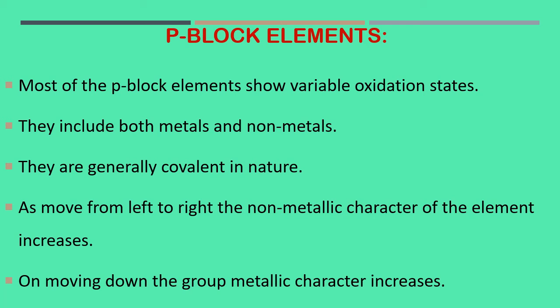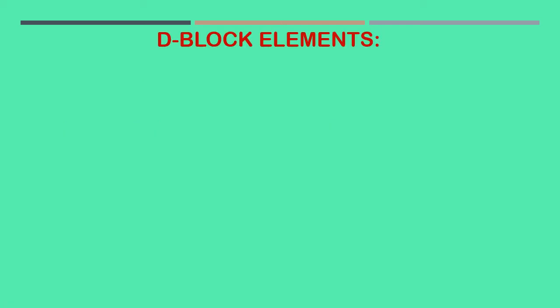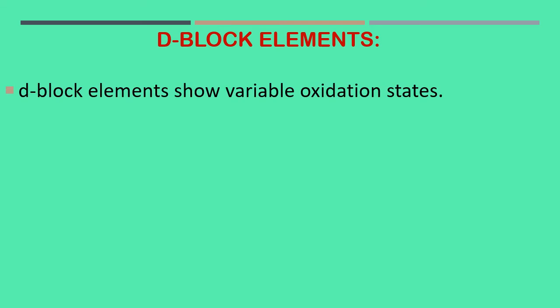Now the d block. D block elements also show variable oxidation states, and this will show more variability. Why? Because d is further divided into 5 sub-orbitals. That means here the chances of showing variable oxidation states are more. As more divisions are there, the tendency to show variability is more. See, the p block shows it, the d block more, and the f block much more due to the further division.